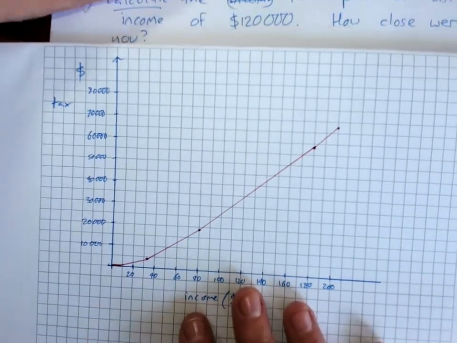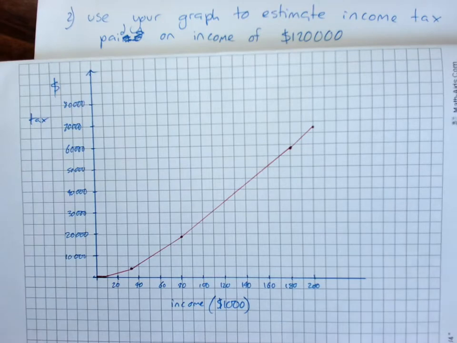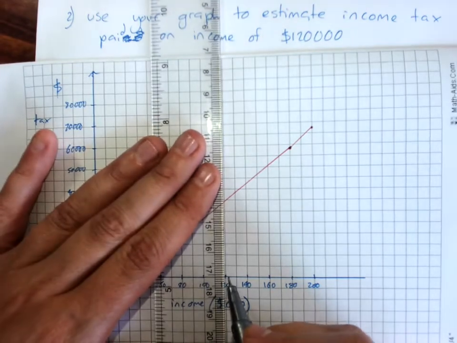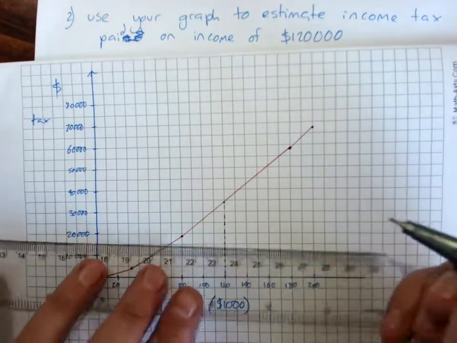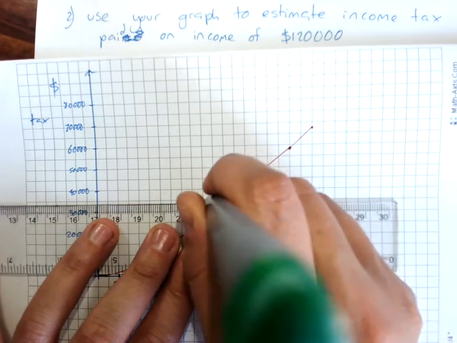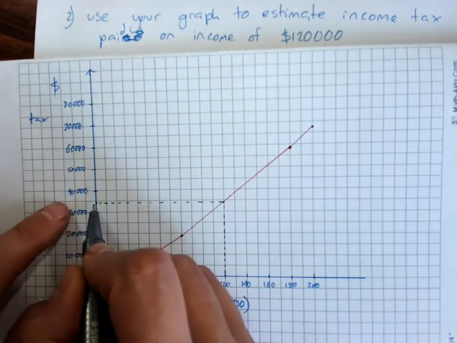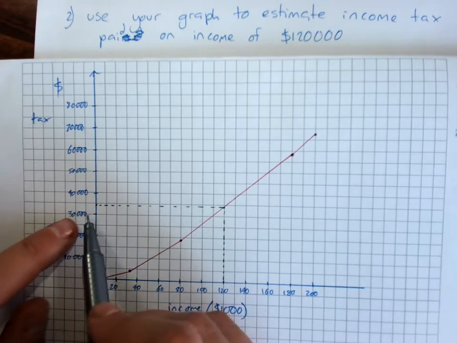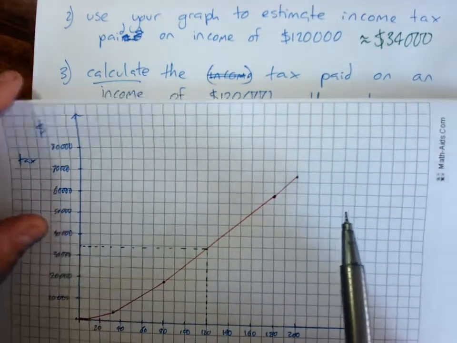Because in my question, it says, use your graph to estimate the income tax paid on an income of 120,000. So if we go to 120,000 down here, using your ruler, follow that up until you hit the tax line right there, and exactly on that tax line, head across until we hit the y-axis. I'm going to estimate a tax amount of 34,000, because we've read that from the graph.